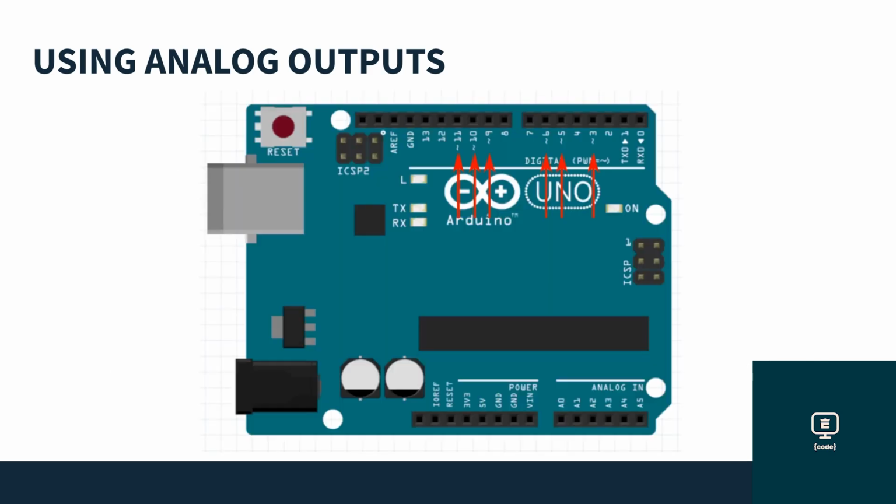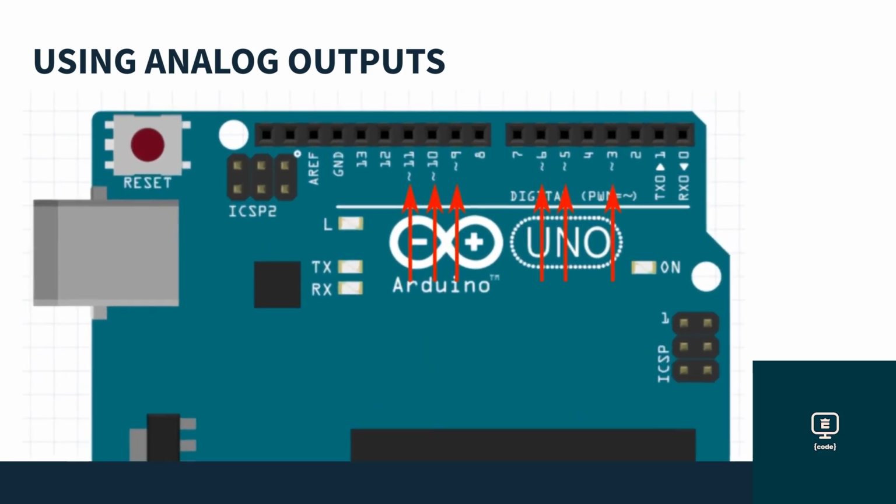On the Arduino board, you'll see that some of the digital connections have a symbol next to them. Looks like a tilde or a little squiggle. And that symbol is indicating that those are actually the PWM outputs. So 3, 5, 6, 9, 10, and 11.